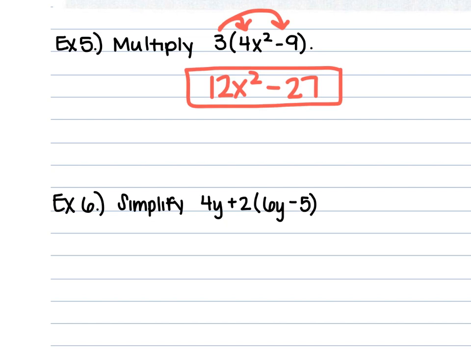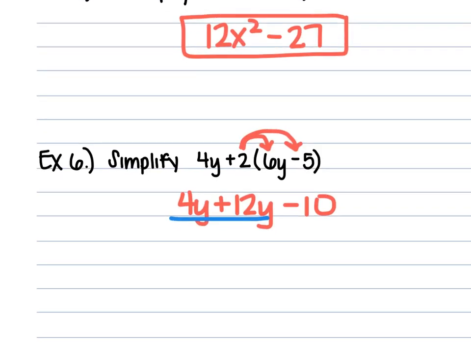For example 6, they give us 4y plus 2 times 6y minus 5. We're going to distribute that 2 in because we cannot simplify the 6y minus 5 any further. And this is going to give us 4y plus 12y minus 10. The 4y and the 12y are like terms, so we can combine those to get 16y minus 10.